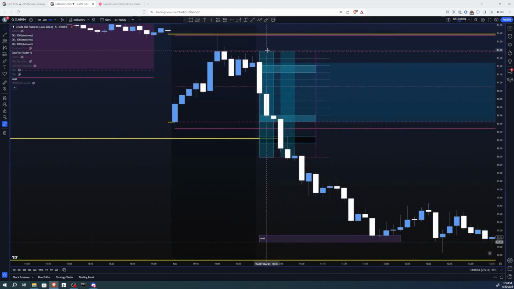These are our time zones. These are the times that we could enter a trade, this time zone and this time zone. And then these are the levels where we can enter a trade. So we can enter here, here, here, or here. Those are our levels.